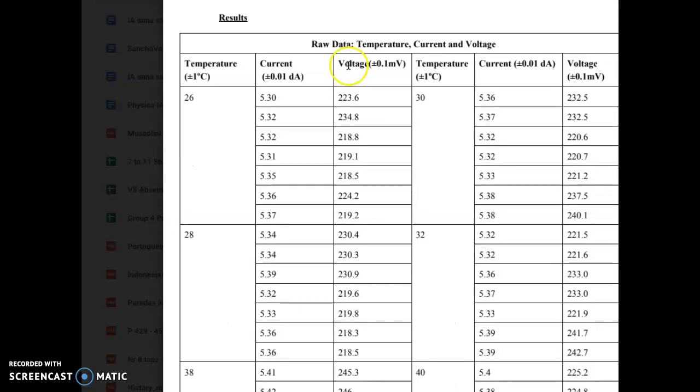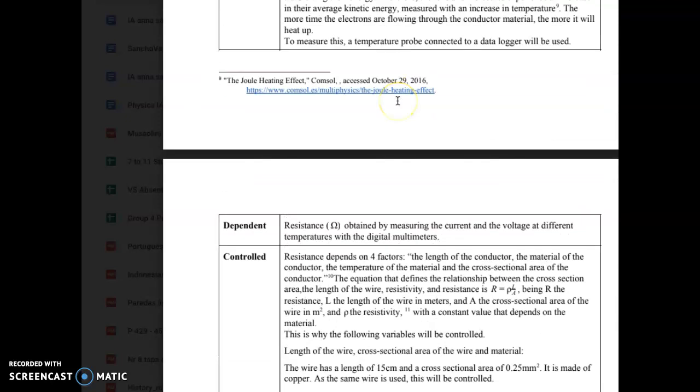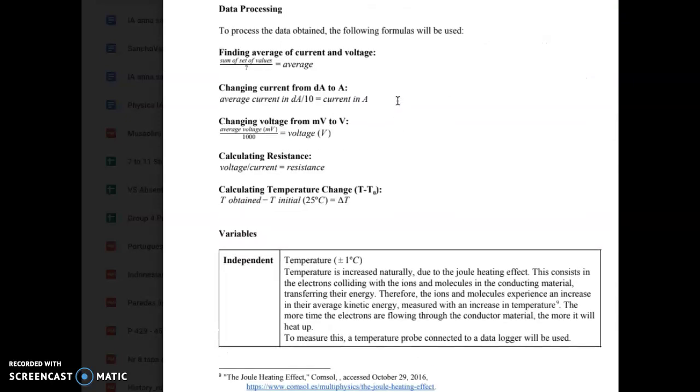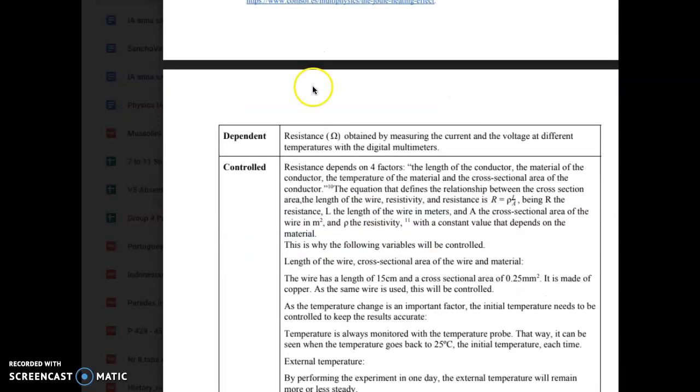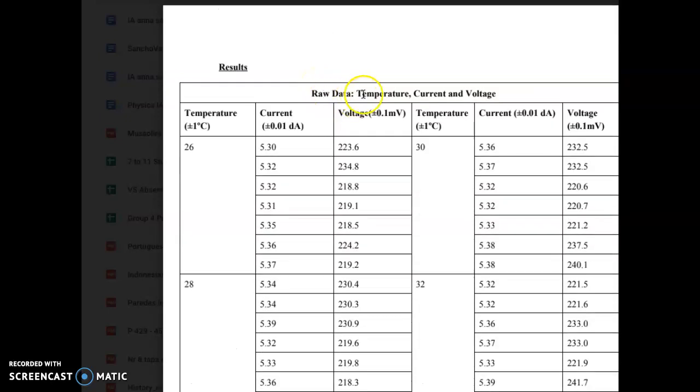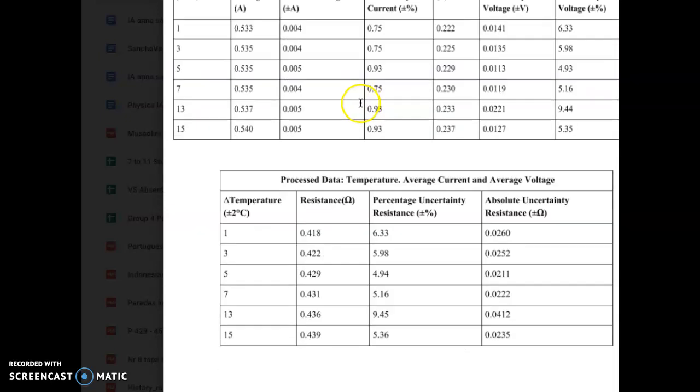Okay, so your first table is your raw data. Then you have a section on your processes, everything that you're going to do to your raw data. And then finally, you have your process data. And that leads you to your graph.